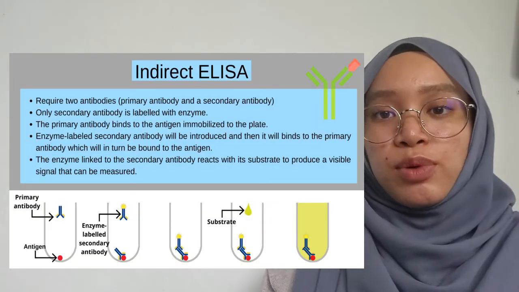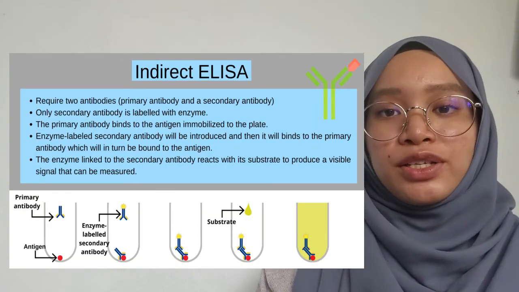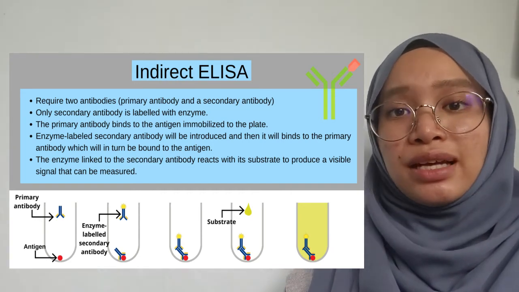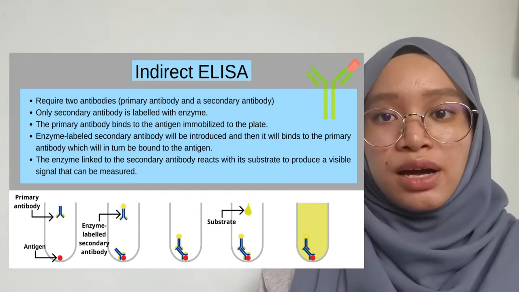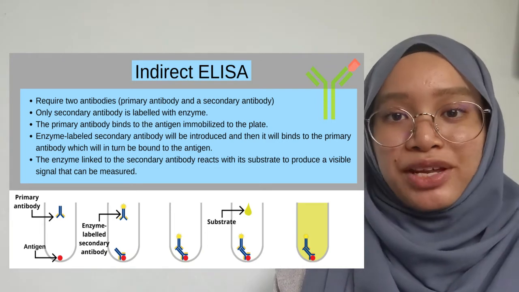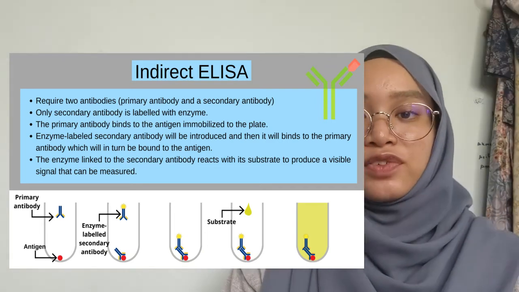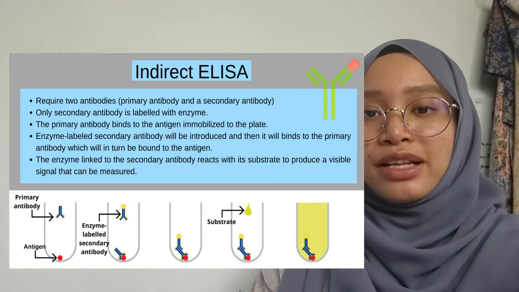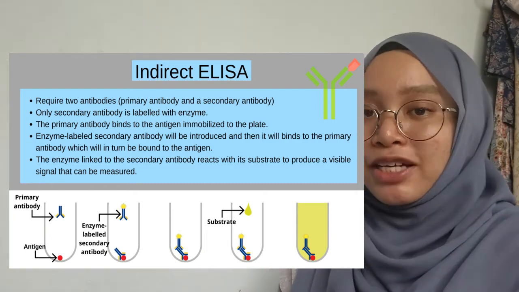Number 2 is indirect ELISA. In indirect ELISA, both the primary antibody and secondary antibody are required during the detection stage. But in this case, the primary antibody is not labeled with an enzyme. Instead, the secondary antibody is labeled with an enzyme. The antigen of interest is first coated to the plate. Then, the primary antibody binds to the antigen immobilized to the plate.